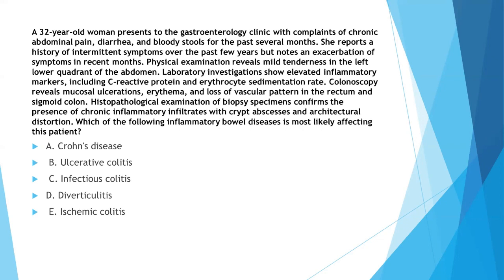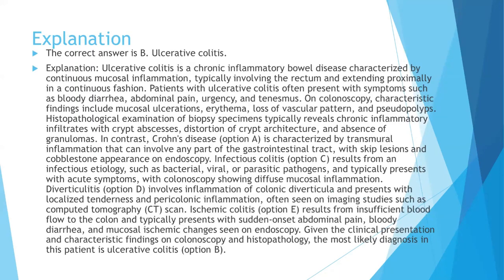Colonoscopy reveals mucosal ulceration, erythema, and loss of vascular pattern in the rectum and sigmoid colon. Histopathological examination of biopsy specimens confirms the presence of chronic inflammatory infiltrates with crypt abscesses and architectural distortion. Now, with these findings, what do you think is the diagnosis? So yeah, the diagnosis is ulcerative colitis. You can pause the video and go through the explanation.